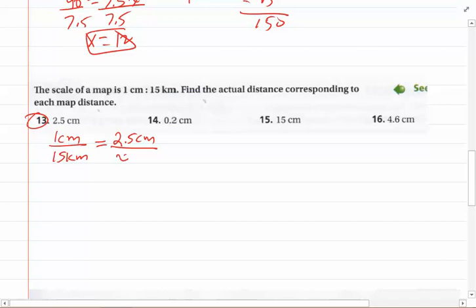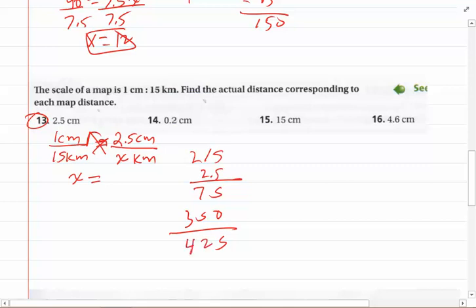And we don't know what it is, but we know it's in kilometers, right? So we just cross multiply and just ignore the units. You're going to get 1x equals 2.5 times 15. If you do the math here, 5, 2, 4, 1 decimal places, 37.5 kilometers. Okay, that should be correct.